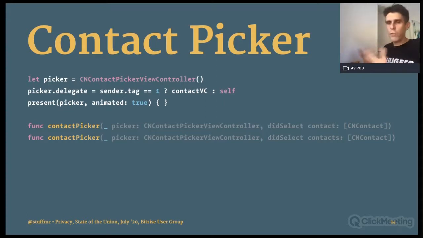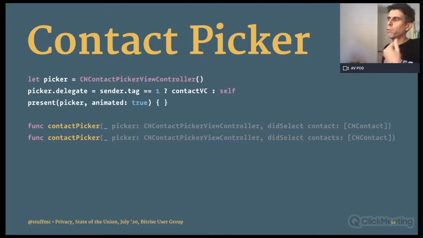The contact picker is not new in iOS 14. It has existed for a couple of years. It's basically an out-of-process picker. So whenever you see this, you won't see a permission asking for access to your address book, because the app won't have it. The app will have access to that single picked contact or a couple of contacts. So you show it, you put a delegate, and you present it.